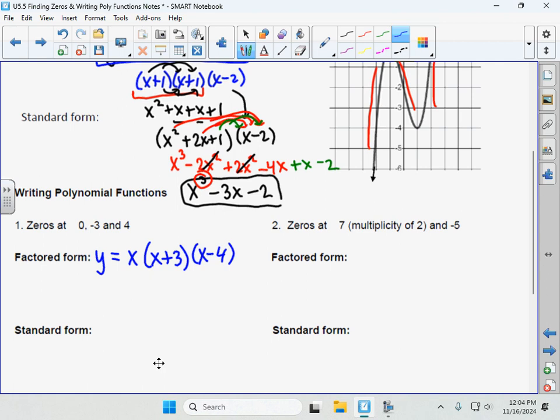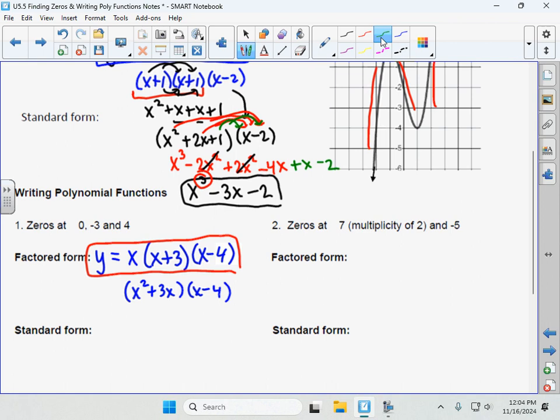Now we're going to multiply this out. This is our factored form answer, and now we can get the standard form. Again, just take 2 at a time and multiply them together. I'll take the first 2, distribute the x in, x squared plus 3x. I'm going to take that and multiply it by x minus 4. Again, the order doesn't matter. You can take x plus 3 and x minus 4, multiply those together, and then distribute the x in.